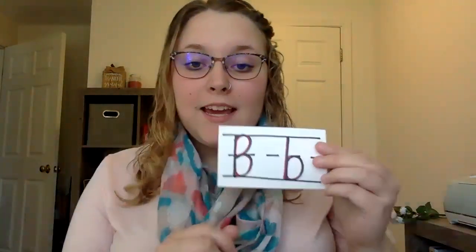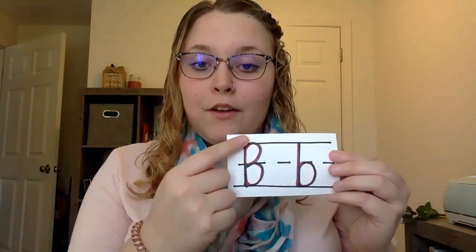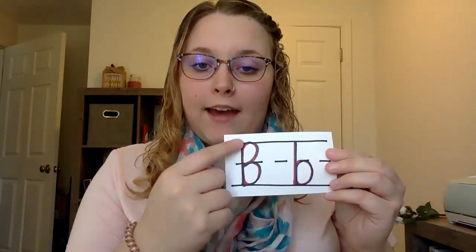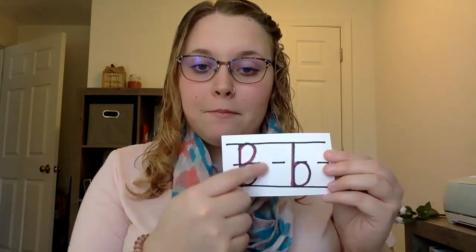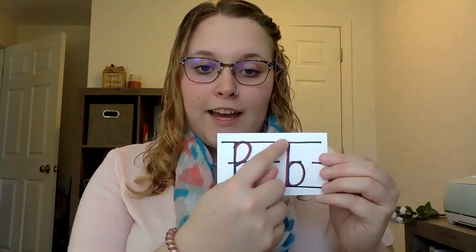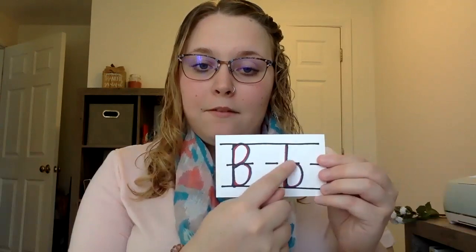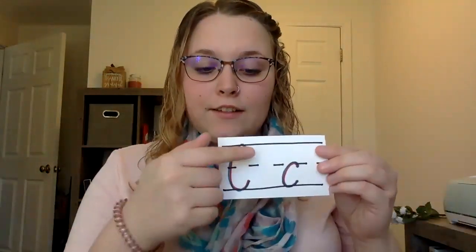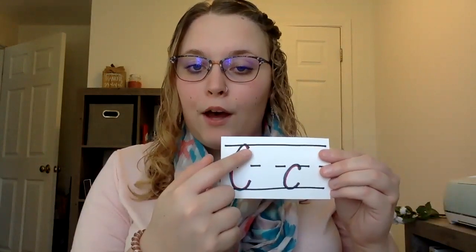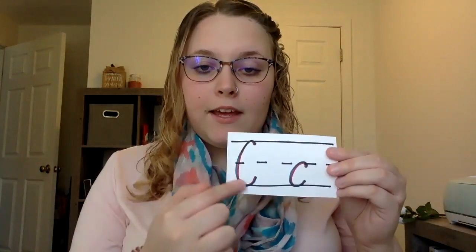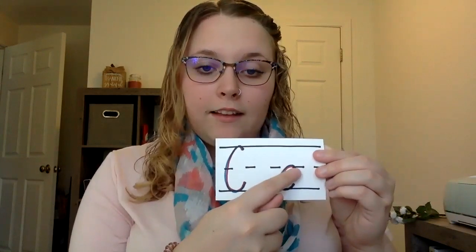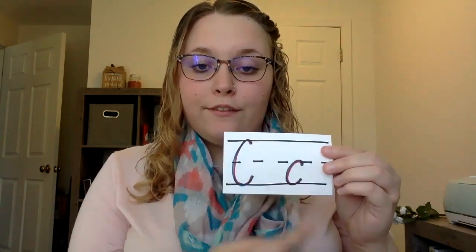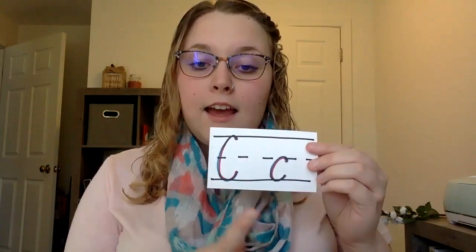Next letter we have is B. Starting at the top, straight line down, back to the top, make a bump, make a bump. Starting at the top, straight line down, make a bump. C, starting at the top, just a little bit below, you're going to make a big curve. At the middle line, you're going to make a curve. There we have the uppercase C and the lowercase c.